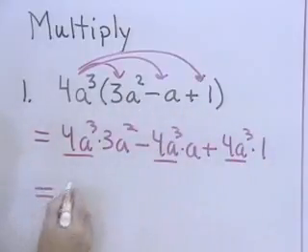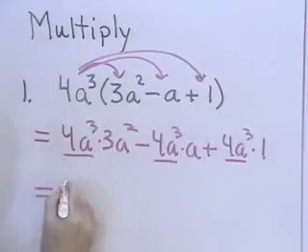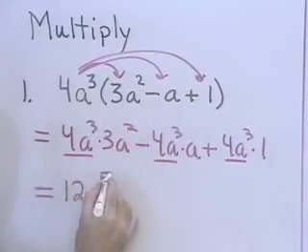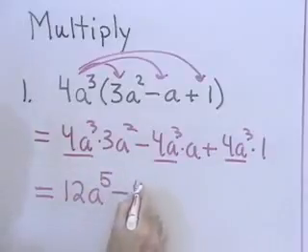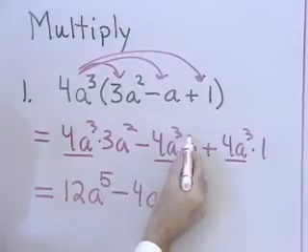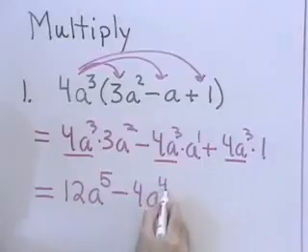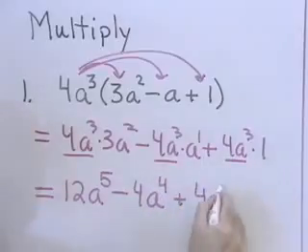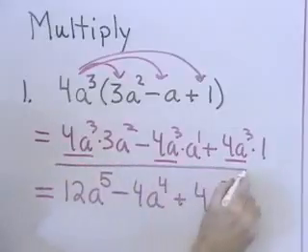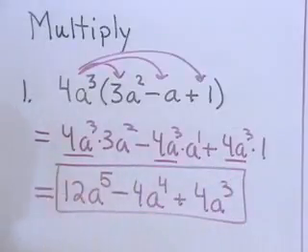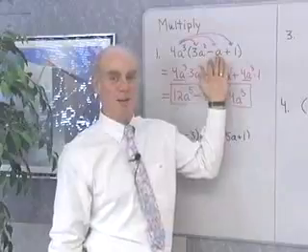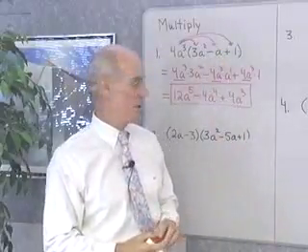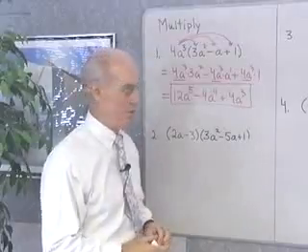So you can see by the distributive property, I've distributed that 4a cubed across this sum and difference to each term. Now multiplying here, I have 4 times 3 is 12, a to the, I add exponents, 3 plus 2 is 5, minus 4a to the 3 plus 1 is 4, plus 4a cubed times 1, which is 4a cubed. So there's my product, 4a cubed times this trinomial, and it was simply a matter of applying the distributive property.